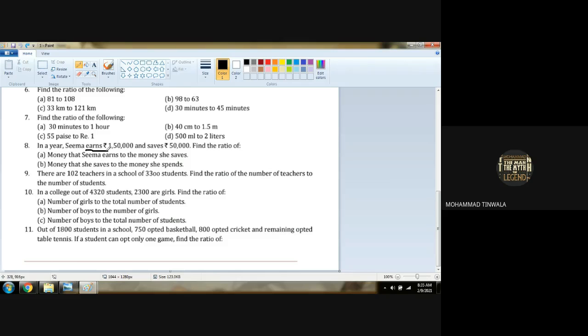There are two contents given here. Seema earns, her earning is given, and Seema saves, her savings is given. So earns and saves can be compared, but saves and spends cannot be compared. Why? Because spend is not given. So first, whatever is given, we have to write separately, and whatever we have to find, we find that, and then we find the ratio. Understood? Write what is given first.